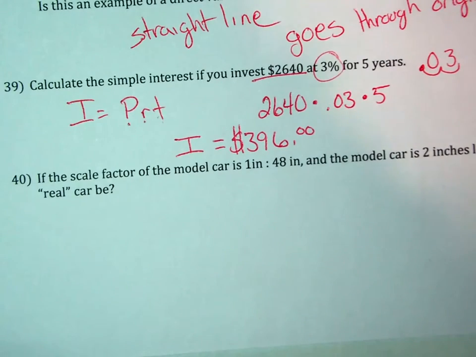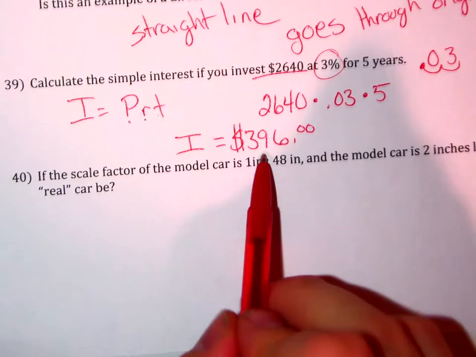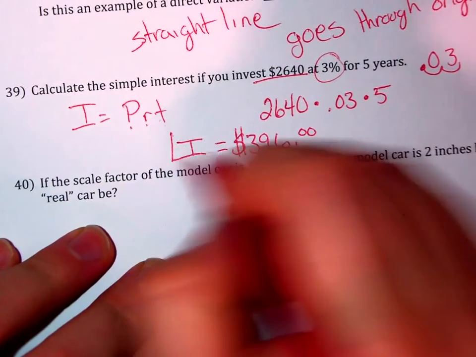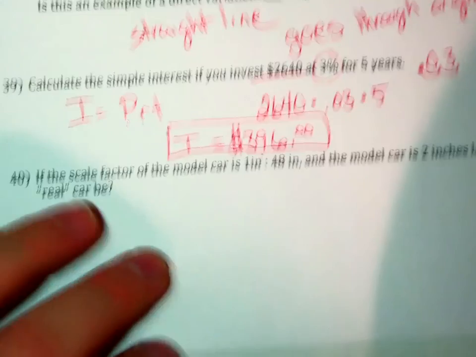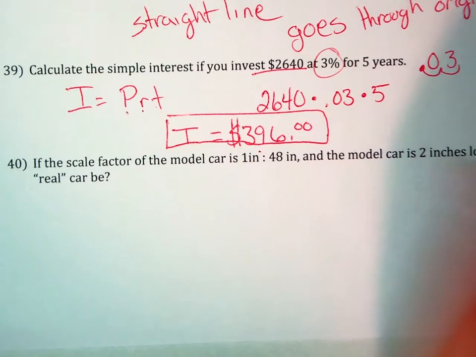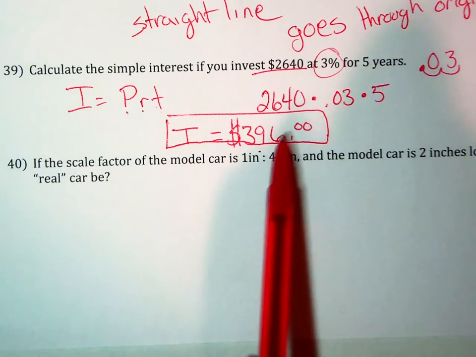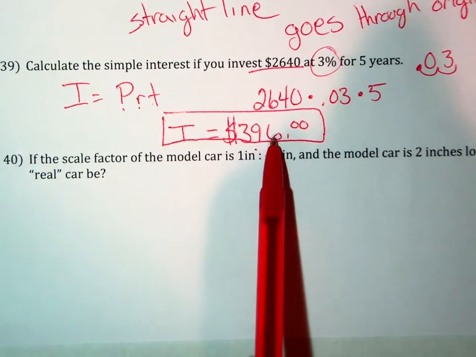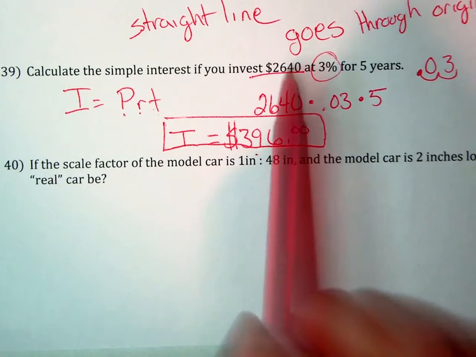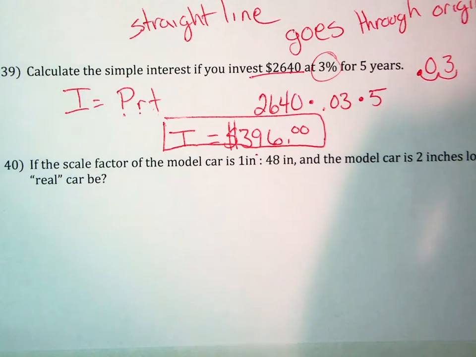Now, when you're taking a test, you need to be careful to make sure you read the instructions in the question. This question is only asking for the simple interest. So that's my solution. Had the question asked, what is my new available balance after 5 years, then I would have needed to take the $396 and add it to the $2,640. But this question did not ask that.